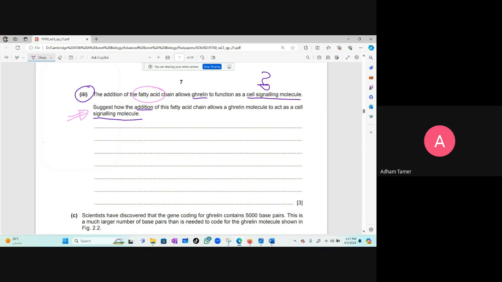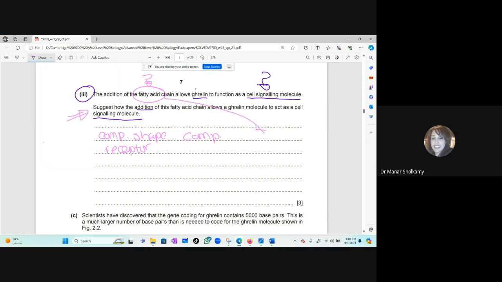Yes. Okay, so when we add this fatty acid chain, we will modify it. It will now not have a primary structure. It will have a secondary structure, a tertiary structure, a precise three-dimensional shape, and it will have a precise shape that will be complementary to the what? To the receptor. Okay, that is complementary to the receptor.